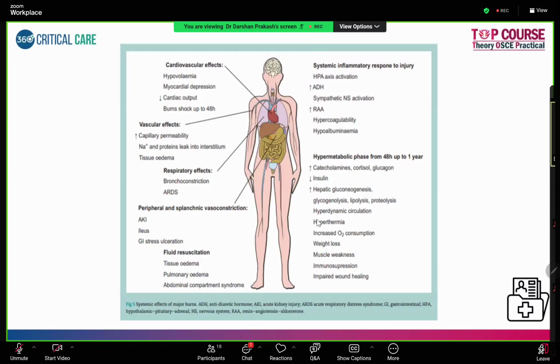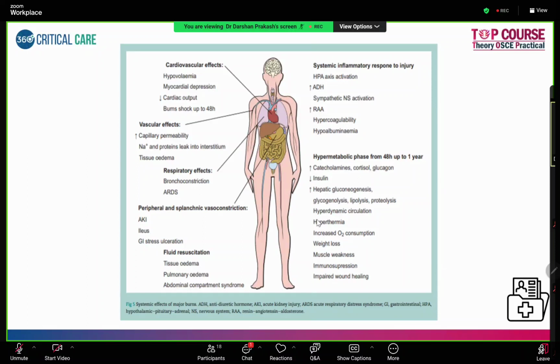The vascular effects, you all know, there will be capillary leak, there will be leak of fluid into the interstitium, and it causes tissue edema. Respiratory effects, it can be ranging from inhalational injuries right up from the nares to the alveoli. It can cause any sort of damage depending on the amount of inhalational burns that has happened. It can cause bronchoconstriction, and the worst case scenario would be the occurrence of ARDS.